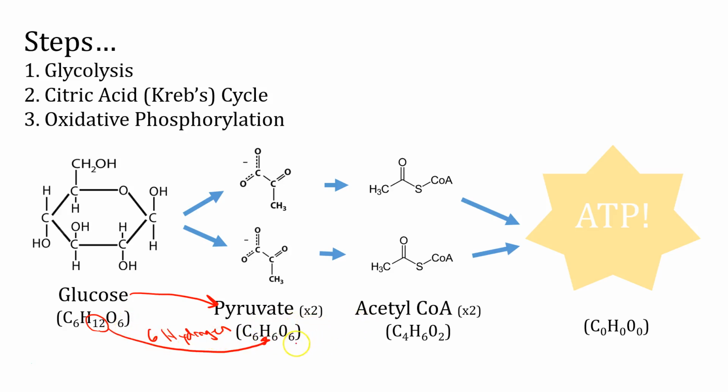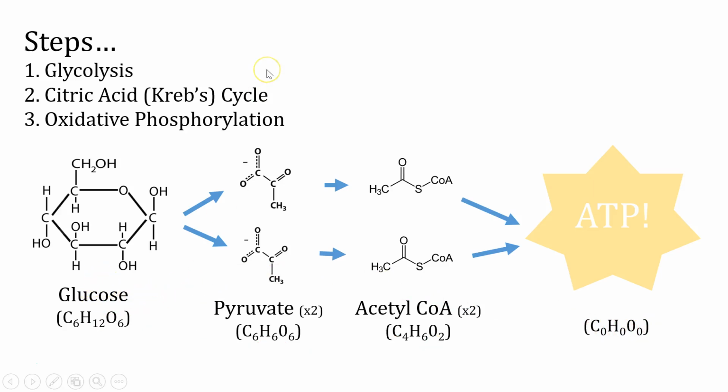And then from pyruvate to acetyl-CoA, you can see we've lost both some carbon, and we've also lost a little bit of oxygen. And then from acetyl-CoA, all the remaining carbons and all the remaining hydrogens and all the remaining oxygens are stripped, so that by the end of the day we've made some ATP. Well, ATP doesn't have any of those original carbons, hydrogens, or oxygens that were once found in the molecule of glucose that we started with.